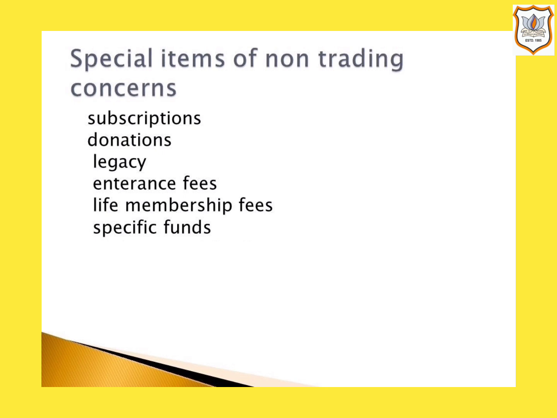Then next is specific fund, or we can say fund for specific purpose. Donation or charity received for a specific purpose is used for that specific purpose only. This kind of donation is not added to the capital fund in the balance sheet, but disclosed as a specific fund. For example, President Felicitation Fund, Prize Fund, Building Fund, etc.